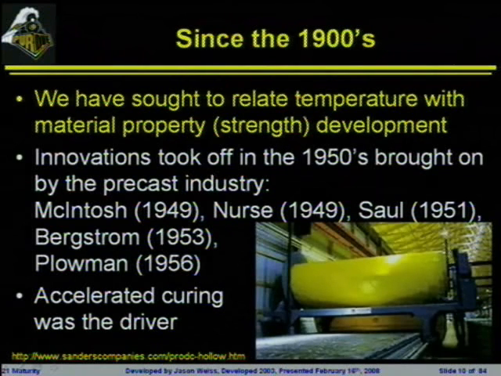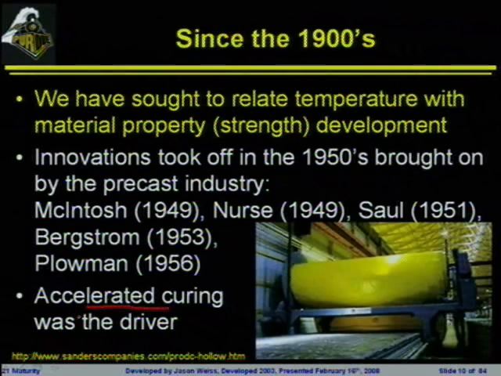This really took off in the 1950s with the real rapid growth of the precast and pre-stressed concrete industry. They wanted to try to turn the formwork around as quickly as possible. They wanted to heat up the concrete, and you'll see people like McIntosh, Nurse, Saul, Plowman, all trying to do something to develop an equation that was going to work better to predict how fast the strength was going to develop in their particular concrete.